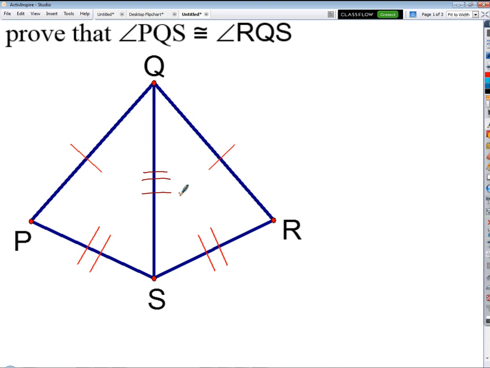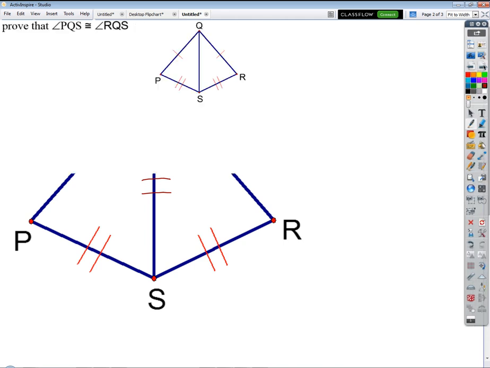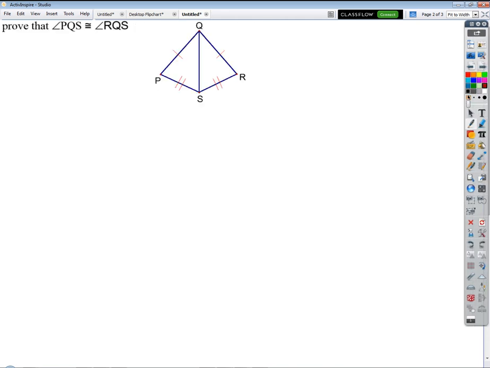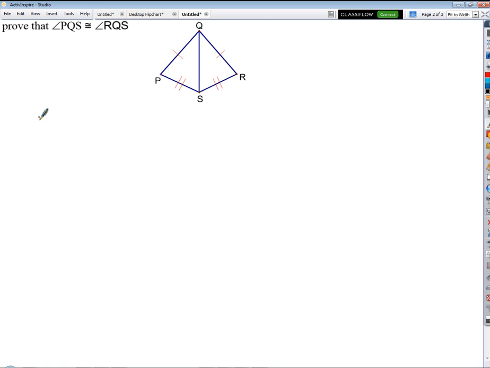So even though the question doesn't specifically ask us to prove that the triangles are congruent, it's useful for us to do so, right? So we could say, if we want to lay out some steps here, so we've got, what do we call these things? Steps and reasons, is that what we call them? Statements. Statements and reasons.